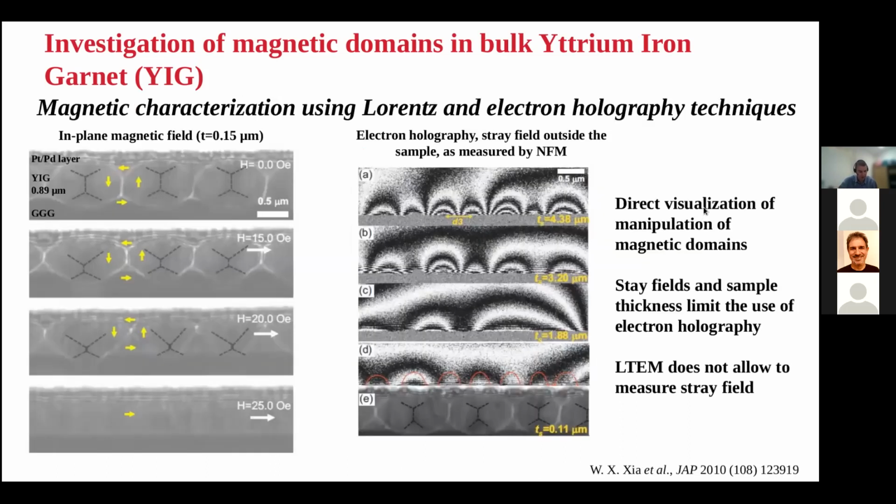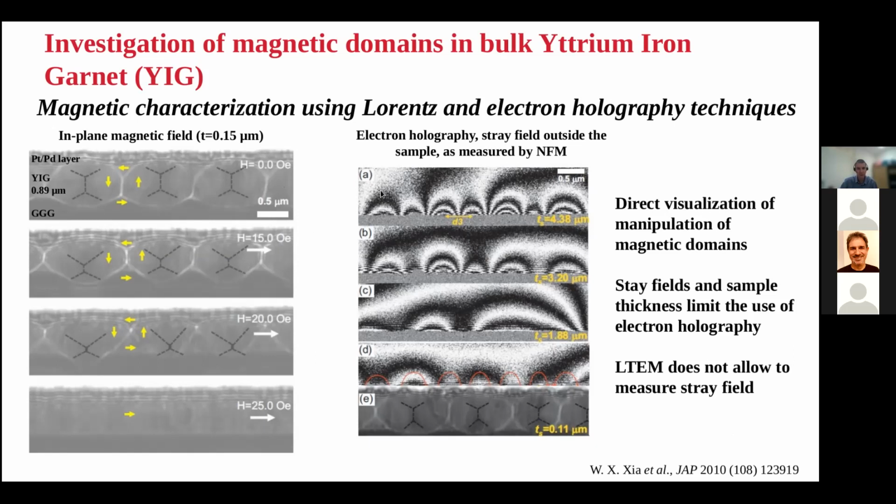But more than that, now we want to study the distribution of the magnetic field and magnetic domain inside the TEM. And we can do that by looking at the phase variation of the electron beam when the beam goes through the ferromagnetic material. It's something that has been done for some time already.